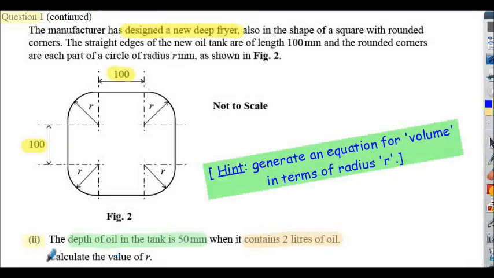We've got to calculate the value of R this time. So find this value here, the same in all the corners. The hint here is to generate an equation for volume in terms of the radius R. I'll show you the full worked solution on the following slide.